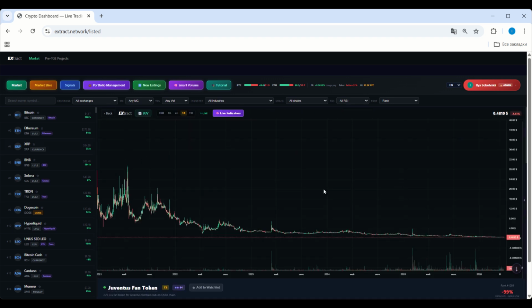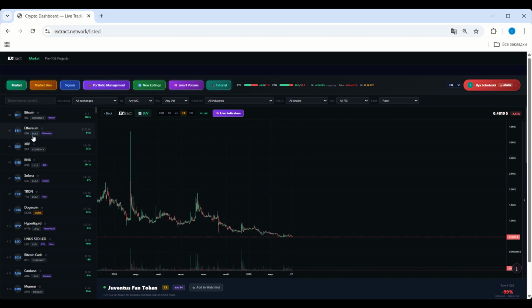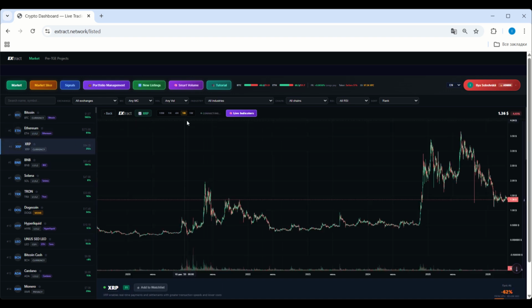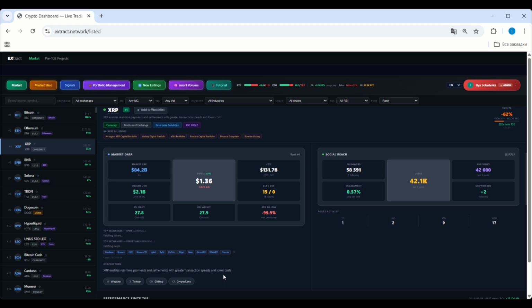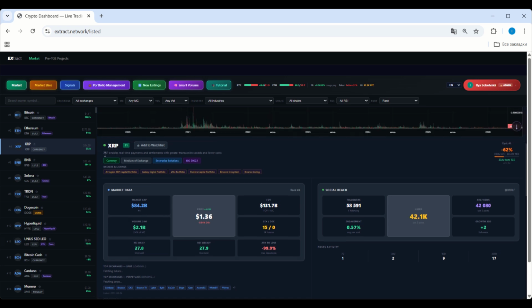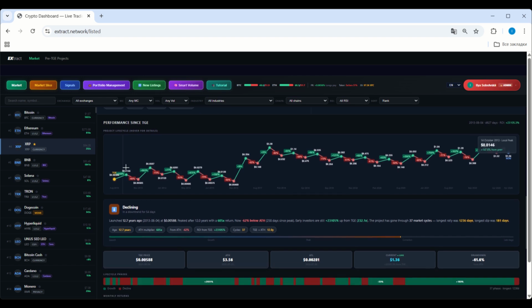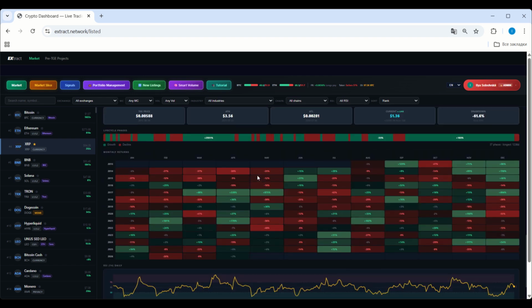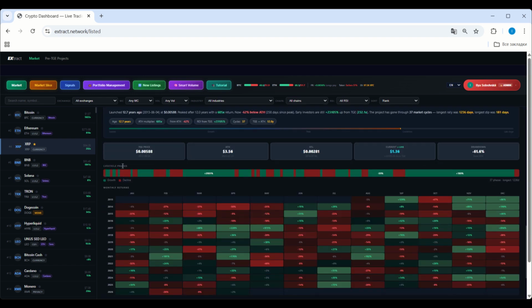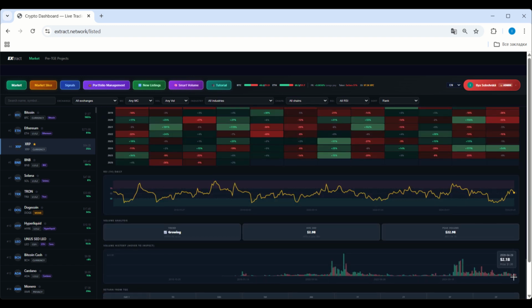You can also open it to see the chart. Any chart you open, you have a chart here. Here you have the descriptions, the ability to add to the watch list, market cap, followers, links, then you also have the performance, the life cycle phases, as well as RCI and the volume here.